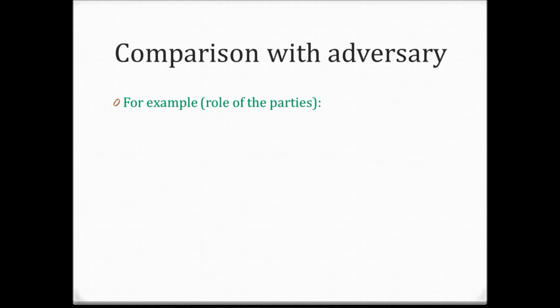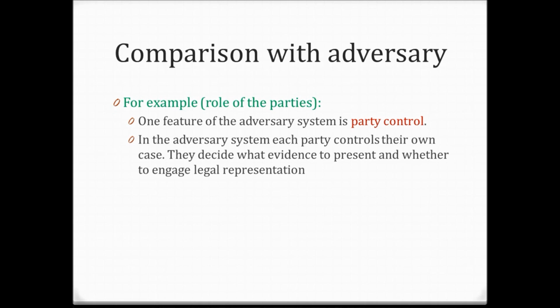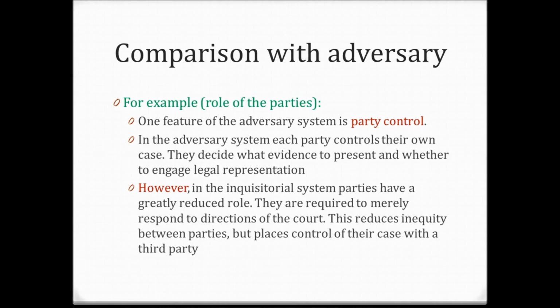For the role of the parties, you could just start by identifying the feature in the adversary system. So one feature of the adversary system is party control. Then you outline it by saying, in the adversary system, each party controls their own case. They decide what evidence to present and whether to engage legal representation. And then you compare with the inquisitorial system and just say, however, in the inquisitorial system, parties have a greatly reduced role. They are required to merely respond to the directions of the court. This reduces inequity between parties, but places control of their case with a third party.